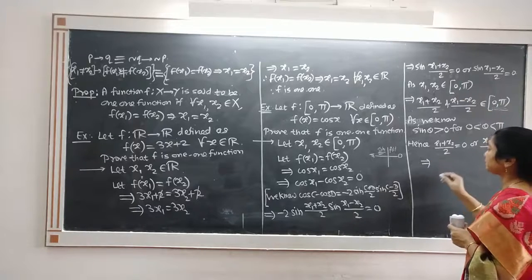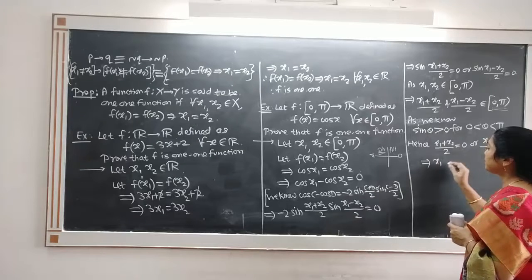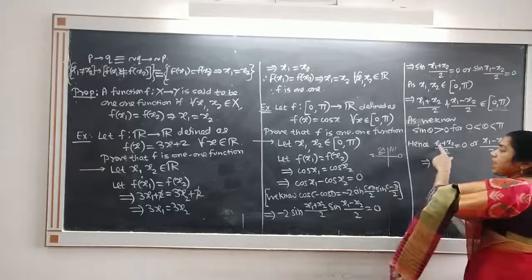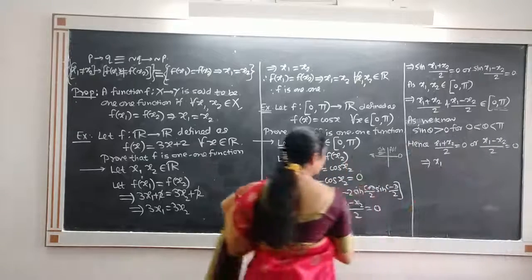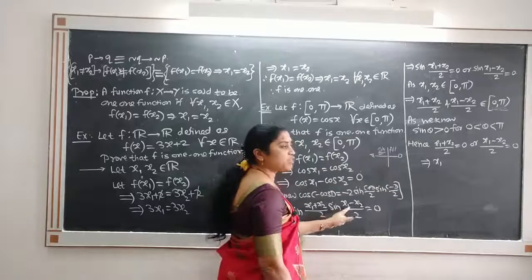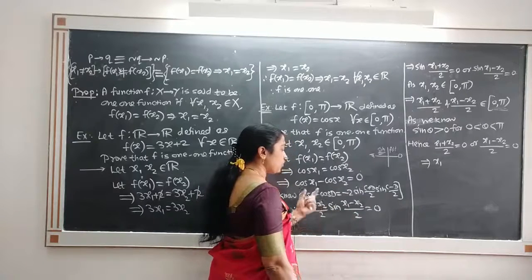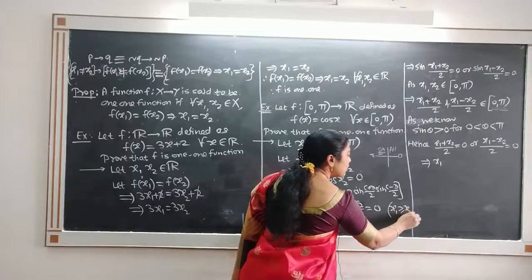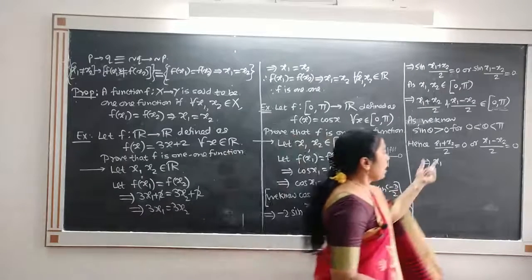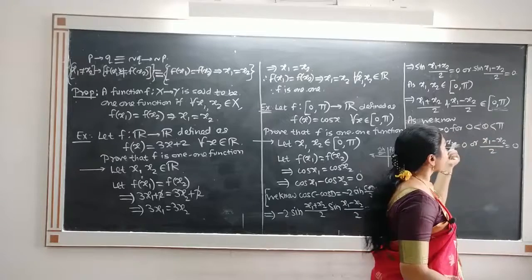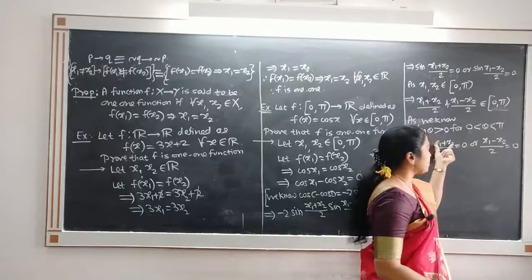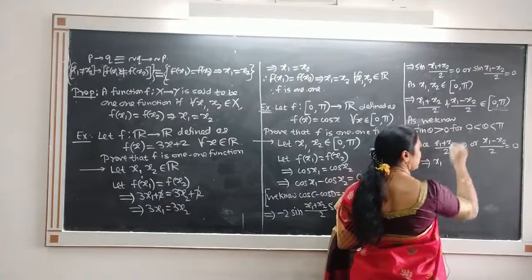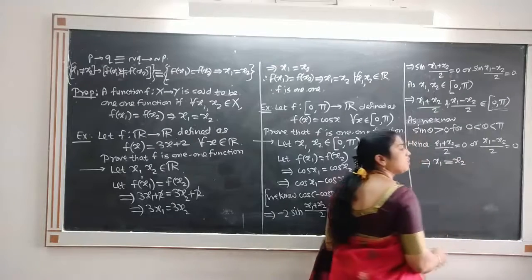This implies that either x1 plus x2 is 0 or x1 minus x2 is 0. But for x1 plus x2, what we have assumed is that x1 is greater than or equal to x2, because we are using this formula here. We have assumed that x1 is greater than or equal to x2, and because x1 and x2 are in 0 to pi, obviously both should be equal to 0, then only it is possible. So this implies that x1 is equal to x2.